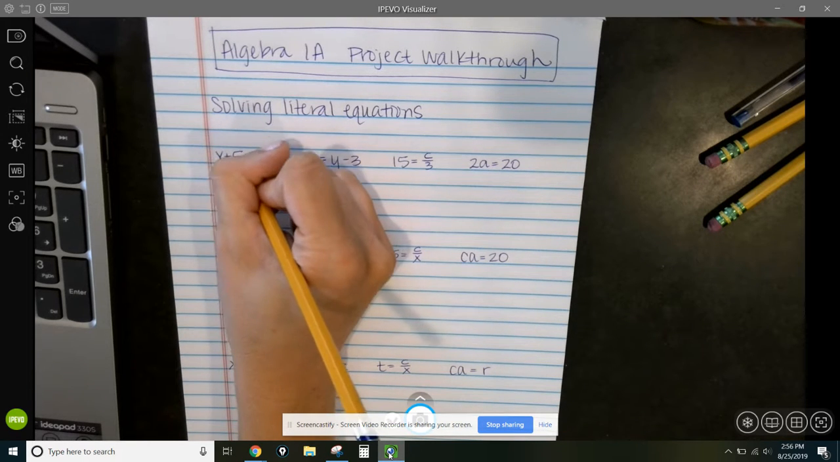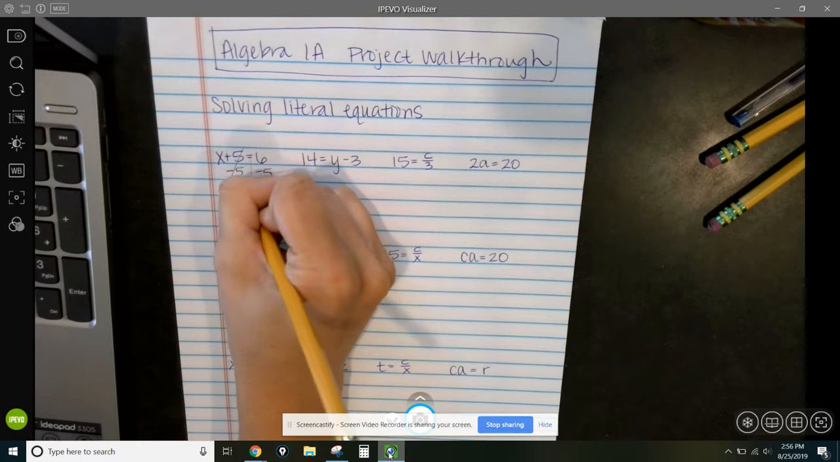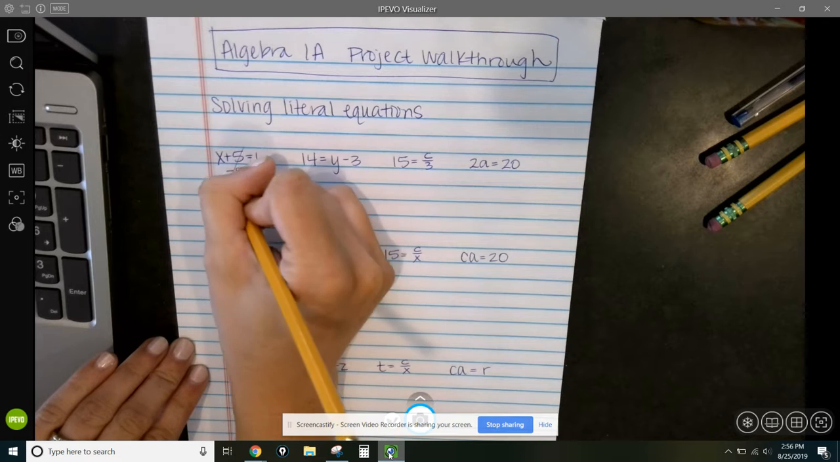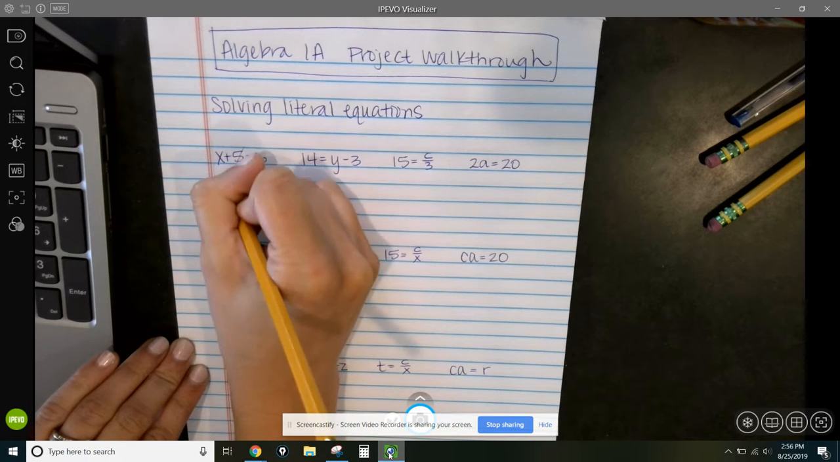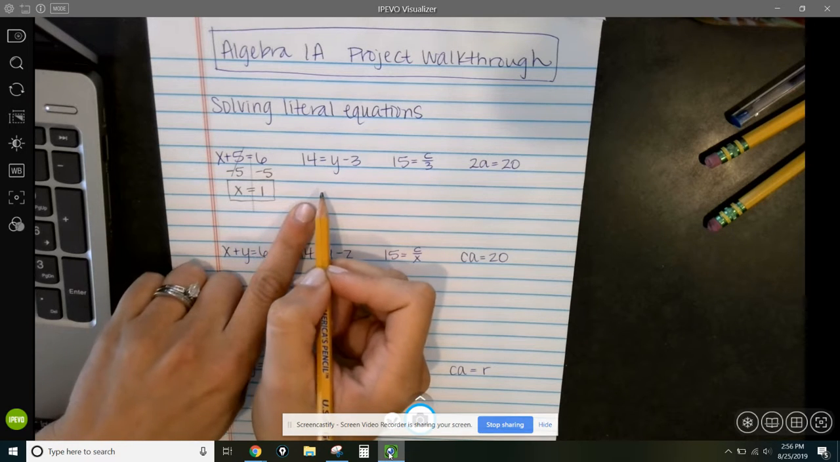Over here, my plus 5 and minus 5 cancel out, that's a 0, and I'm just left with x. On this side, I have 6 minus 5, which is 1. So you solved the equation. You isolated x, you got x all by itself. Yay! Let's do another one.